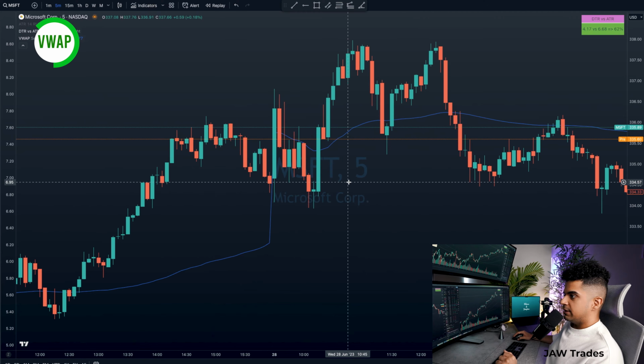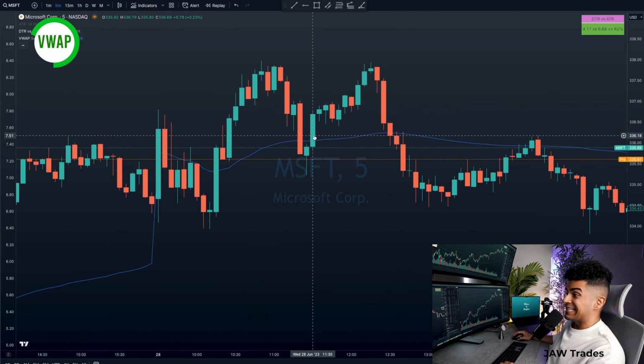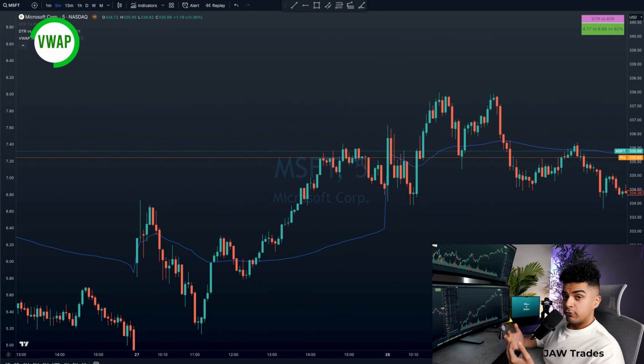So as a rule of thumb, VWAP acts as a support if the stock is above VWAP, and VWAP will act as a resistance if the stock is under VWAP. So that means for my trading, if the stock is under VWAP, I don't like to buy calls or maybe go for long positions. And if the stock is above VWAP, I don't like to buy puts or go short the stock.